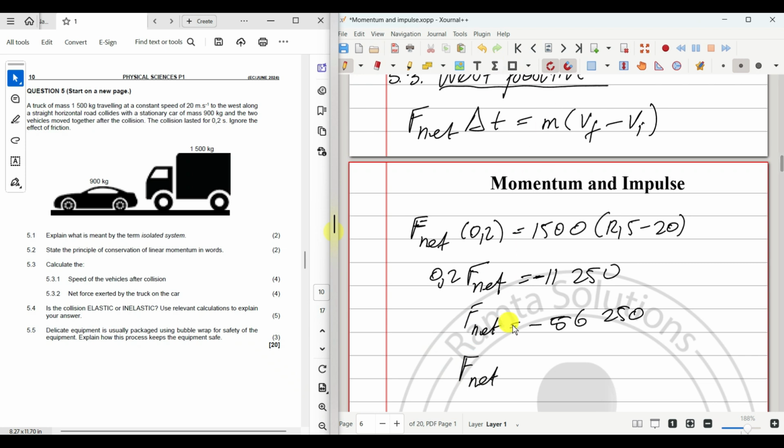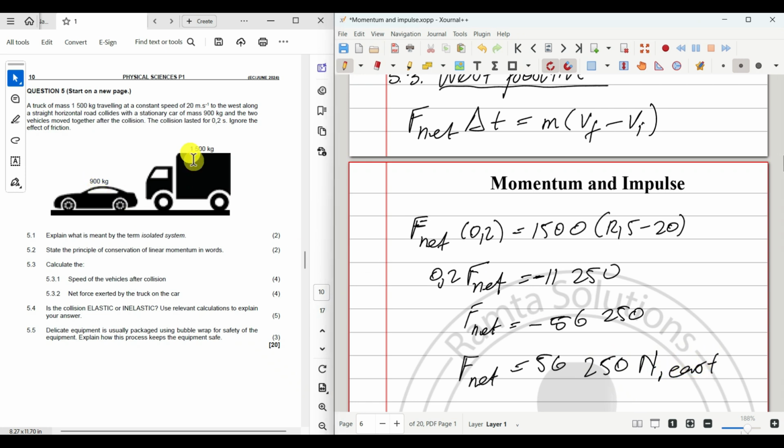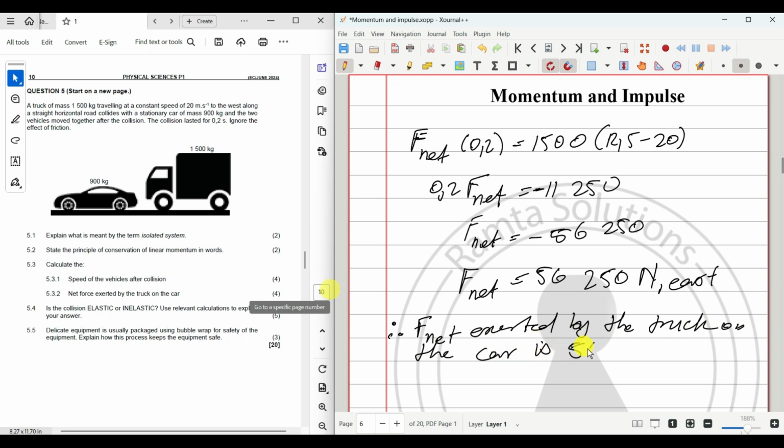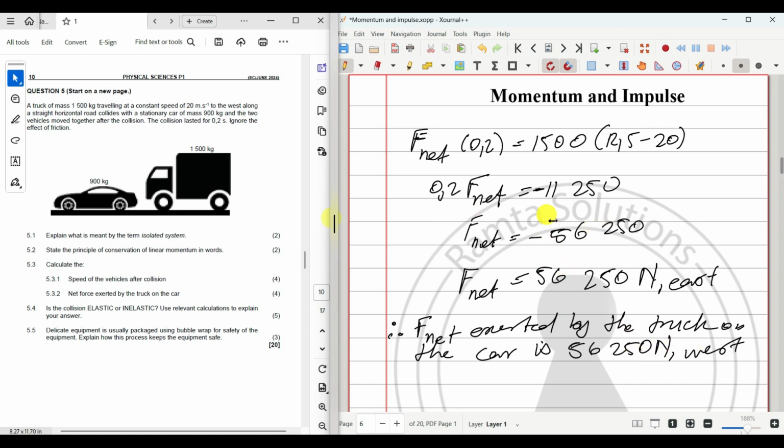Okay. Now, we can therefore say the F net by the car is, of course, when you look at this, it'll be east, right? This is the force exerted by the car on the truck. It'll be 56,250 newtons east. This is the net force exerted by the car. However, the question is saying net force exerted by the truck on the car. So therefore, net force exerted by the truck on the car is 56,250 newtons west. Remember, obviously, action reaction, the car and the truck. So here if you wanted to get this answer, you could have just used the values for the car. Okay, perfect.